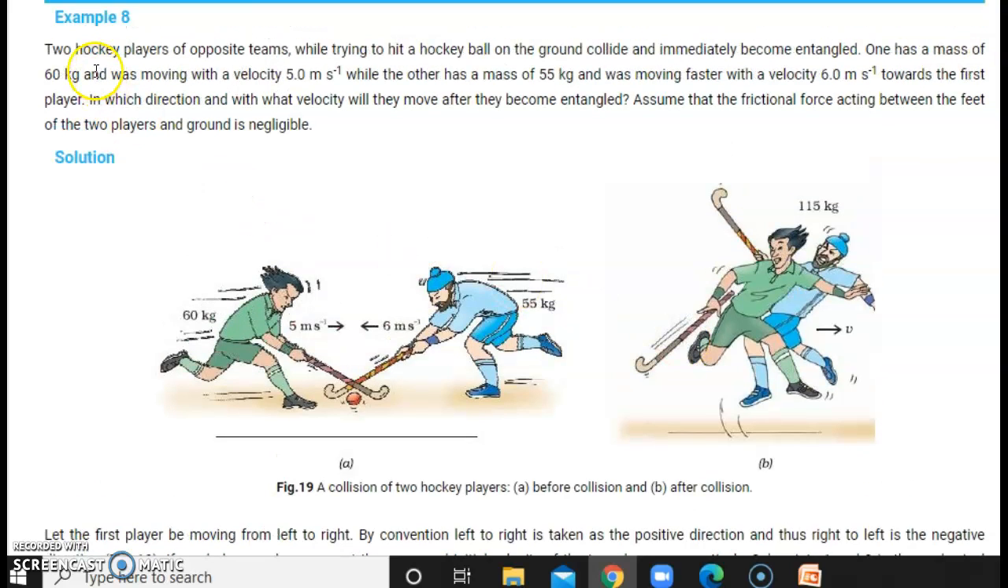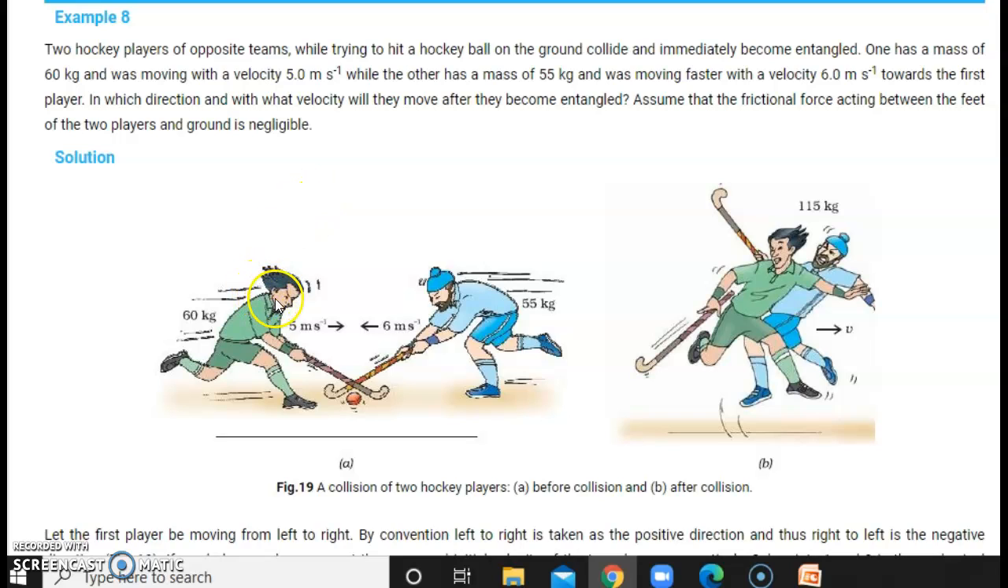Next, example 8. Two hockey players of opposite teams, while trying to hit a hockey ball on the ground, collided and immediately became entangled. One has a mass of 60 kg and was moving with a velocity of 5 meter per second, while the other has a mass of 55 kg and was moving fast with a velocity of 6 meter per second toward the first player. In which direction and with what velocity will they move after they become entangled? Assume that the frictional force acting between the feet of the two players and the ground is negligible.